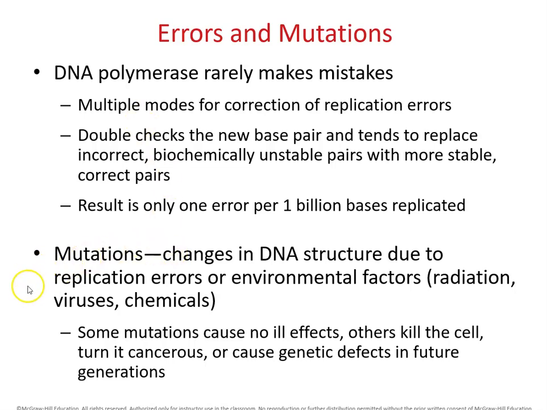On the other hand, we have something called mutations. Mutations don't happen due to replication errors. Mutations happen as a result of mutagens in the environment, such as radiation, think UV radiation from the sun, or viruses, think of the HPV virus, which can cause mutations in the cells of the cervix, and some chemicals.